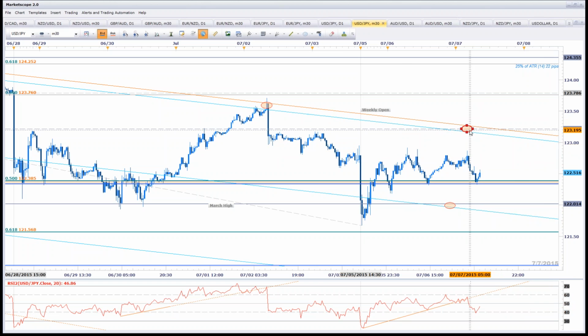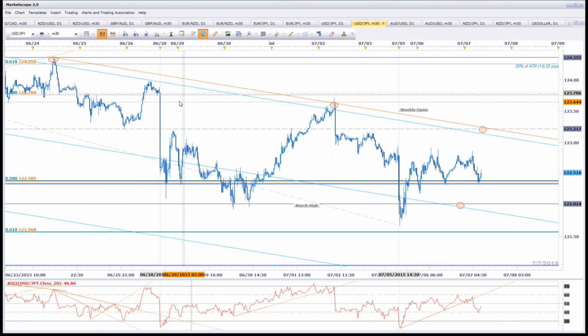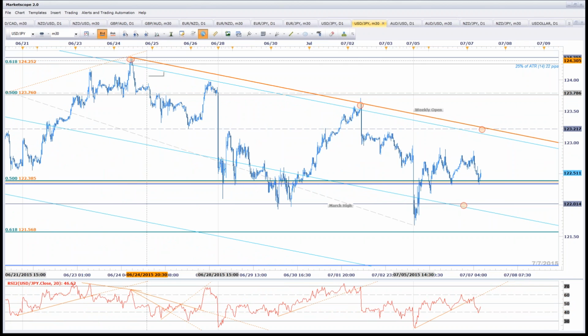Long story short, we are looking for short triggers well below the opening range high. Again, bearish invalidation sits tight right around that 123.20 level. You're basically looking at the upper median line parallels off the highs.